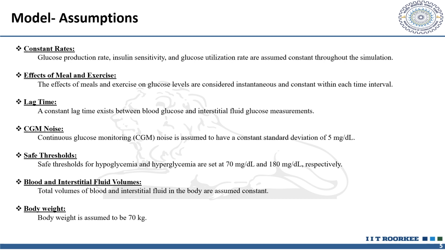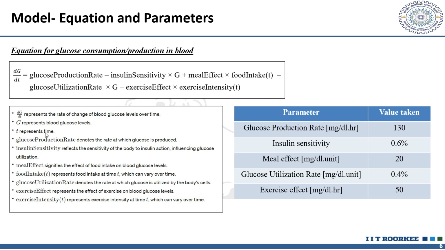The fifth assumption is that we have defined a safety threshold for the glucose level. The minimum for hypoglycemia is taken to be 70 and for hyperglycemia is taken to be 180 respectively. The sixth assumption concerns the blood and interstitial fluid volumes and the body weight, which we have assumed for an average person to be 70 kilos, and correspondingly we have taken some assumption for blood volume and interstitial fluid volume. Now coming on to the model equations and parameters that we have used in this.